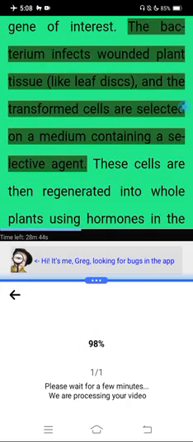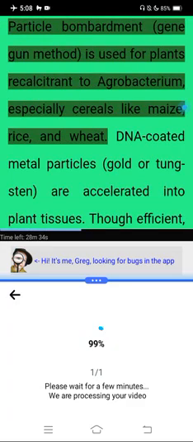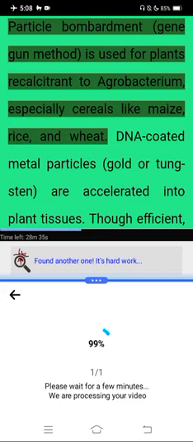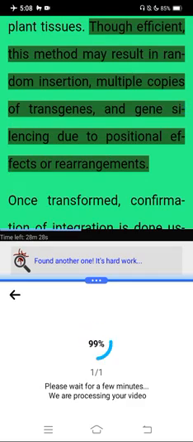The bacterium infects wounded plant tissue, like leaf discs, and the transformed cells are selected on a medium containing a selective agent. These cells are then regenerated into whole plants using hormones in the culture medium, a process relying on somatic embryogenesis or organogenesis. The particle bombardment gene gun method is used for plants recalcitrant to agrobacterium, especially cereals like maize, rice, and wheat. DNA-coated metal particles, gold or tungsten, are accelerated into plant tissues. Though efficient, this method may result in random insertion, multiple copies of transgenes, and gene silencing due to positional effects or rearrangements.